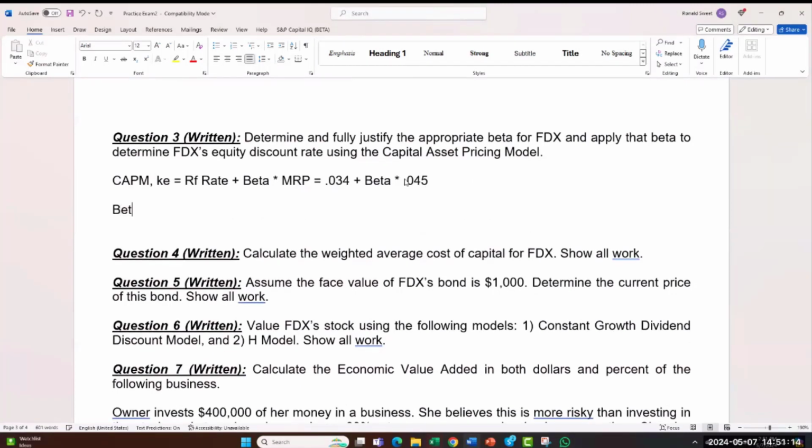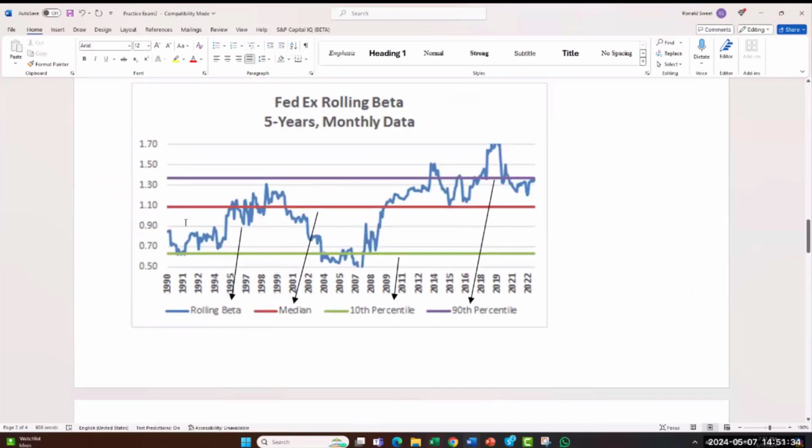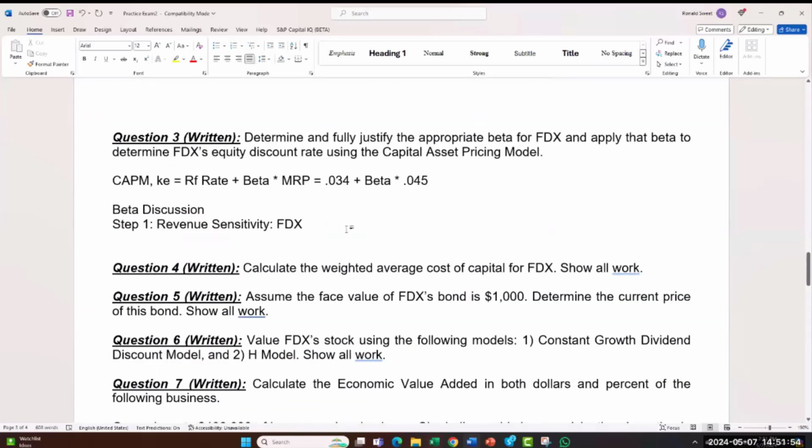And then the other thing I need is the beta discussion. The 4 steps. I call it revenue sensitivity. So we're talking about FedEx. Now, you could disagree with me on this. One thing you might do that would make it really easy is look at the historical beta and see if it's above or below 1. Because if you thought FedEx was a defensive company, low beta, you'd look at this chart and say, well, their median is 1.1, so it's above 1. That might help skew you so you don't have to change your opinion once you get to step 4. So this is a firm that's above 1.